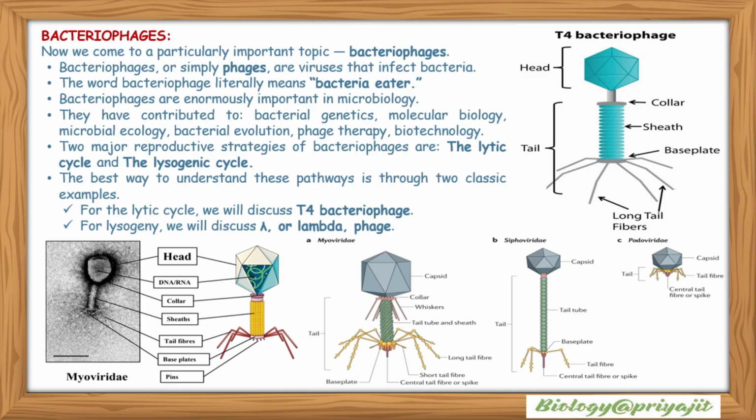Bacteriophages. Bacteriophages, or simply phages, are viruses that infect bacteria. The word bacteriophage literally means bacteria eater. Bacteriophages are enormously important in microbiology. They have contributed to bacterial genetics, molecular biology, microbial ecology, bacterial evolution, phage therapy, and biotechnology. Two major reproductive strategies of bacteriophages are the lytic cycle and the lysogenic cycle. The best way to understand these pathways is through two classic examples. For the lytic cycle, we will discuss T4 bacteriophage, and for lysogeny, we will discuss lambda phage.